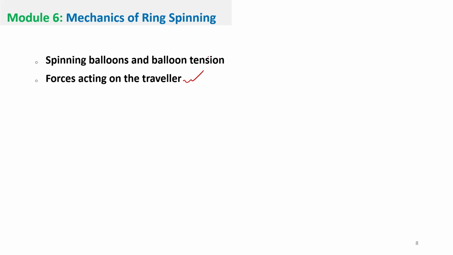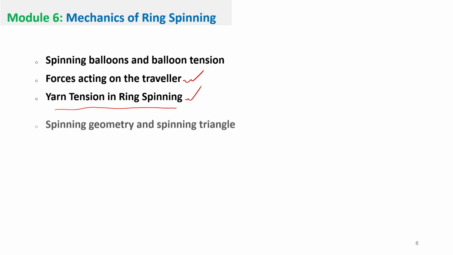So, then yarn tension in ring spinning, which is extremely important, because otherwise the yarn breakage takes place. So, to control the yarn breakage we must understand the yarn tension. So, how mechanics of yarn tension works, we will discuss here.